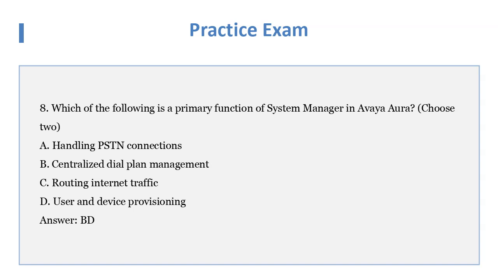8. Which of the following is a primary function of System Manager in Avaya Aura? Choose 2. A. Handling PSTN connections. B. Centralized dial plan management. C. Routing internet traffic. D. User and device provisioning. Answer: BD.